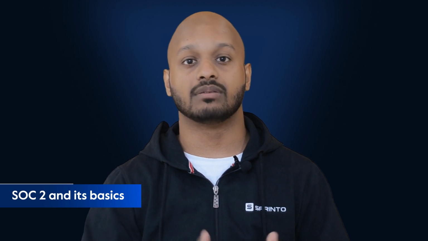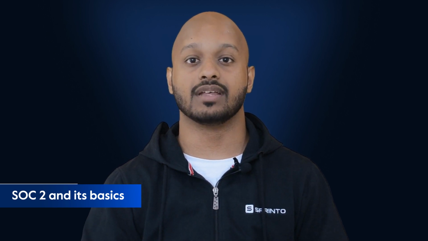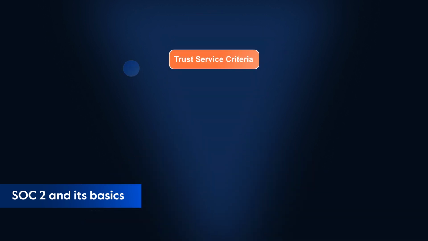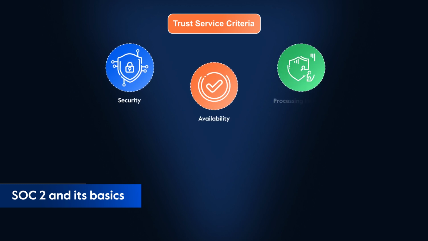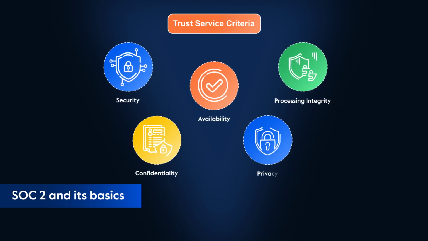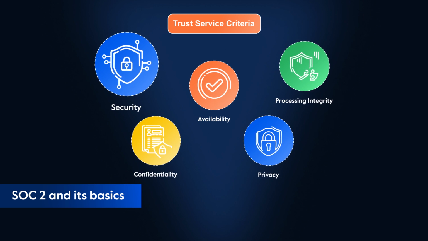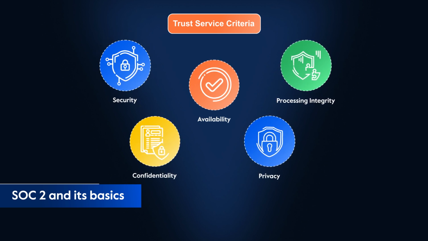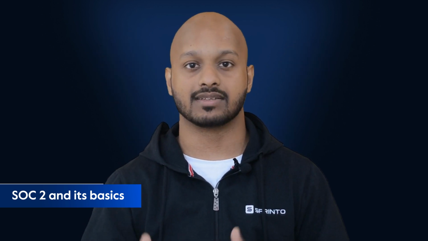The SOC 2 audit will cover 5 basic areas, also known as trust service criteria. They are security, availability, processing integrity, confidentiality, and privacy. Of these, security is the only compulsory one. The other 4 are optional. Here's a quick rundown of what the 5 TSCs entail.